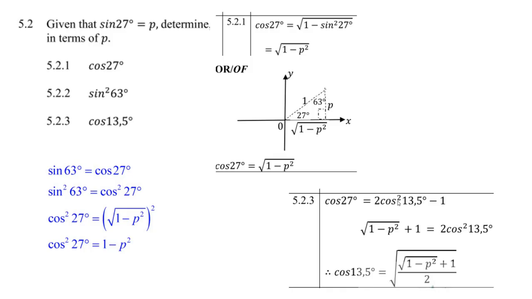Hey, what's 2 cos squared of 13.5 going to equal? Well, cos of 27 degrees is root 1 minus P squared. We just add 1 to it. Hey, we've got what 2 cos squared theta is. Then all we have to do is divide by 2 and take the square root. Ooh, this is an ugly thing. And then we kind of just solve for it. We divide by 2 and we take the square root. That's a little bit ugly, but that's how you do it.